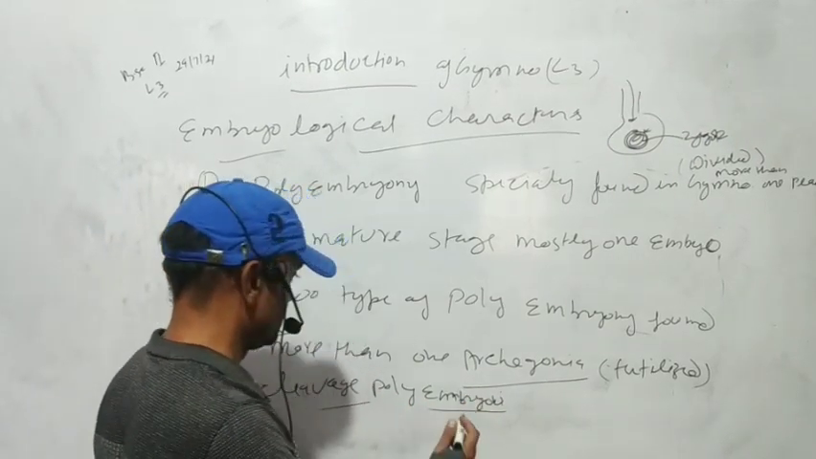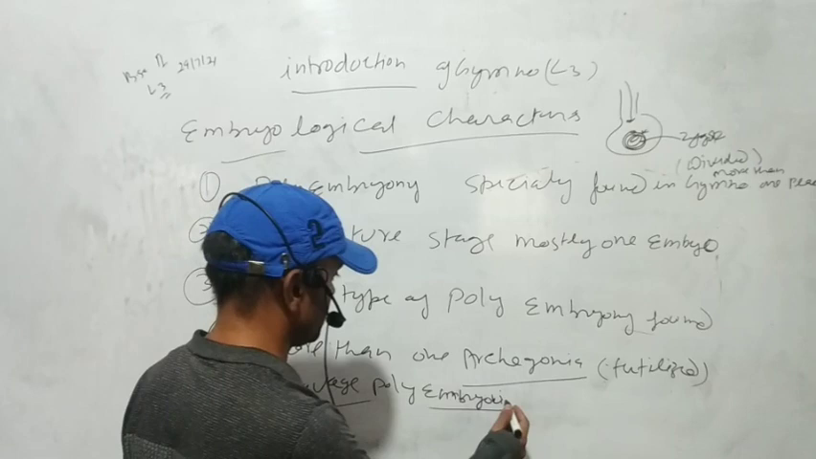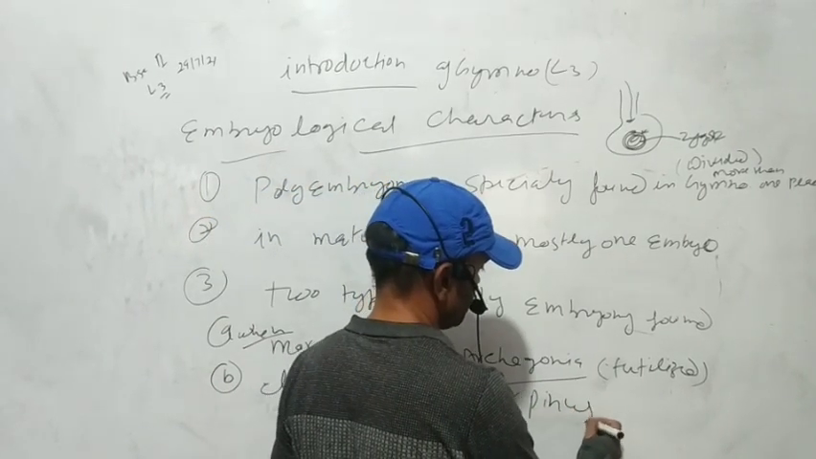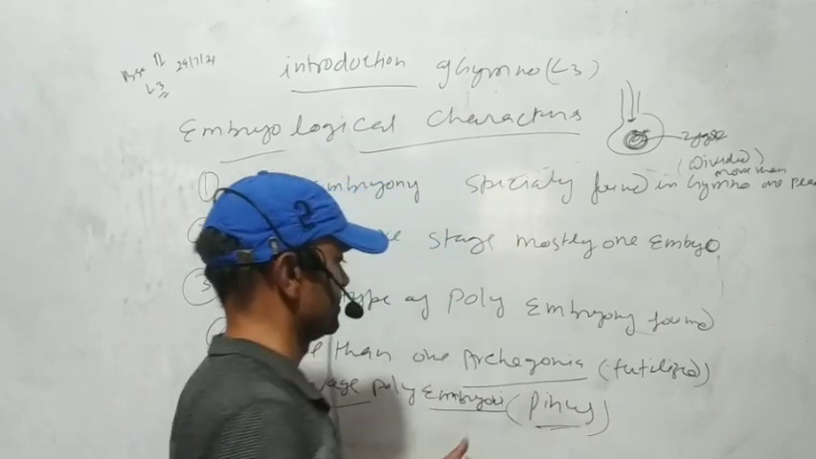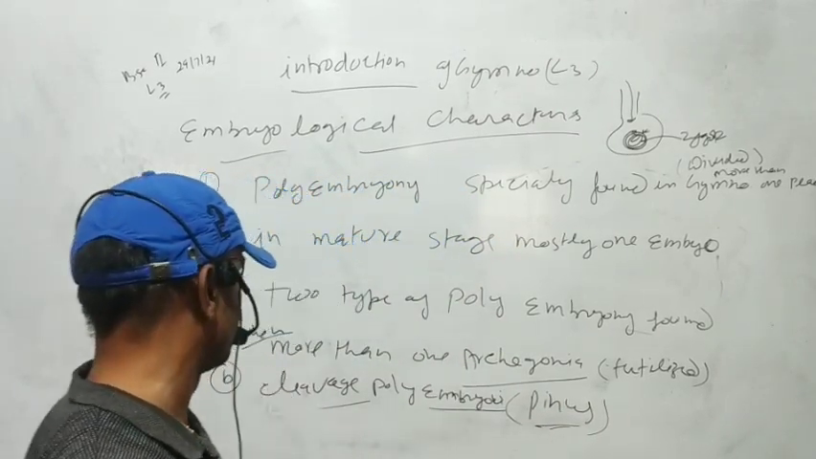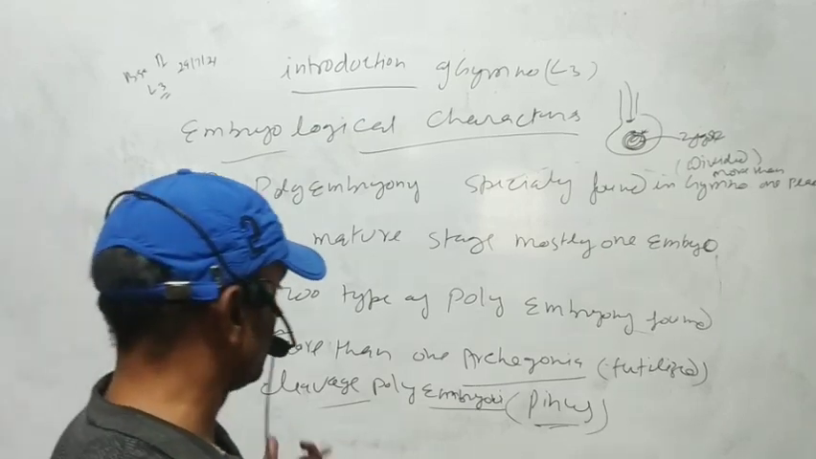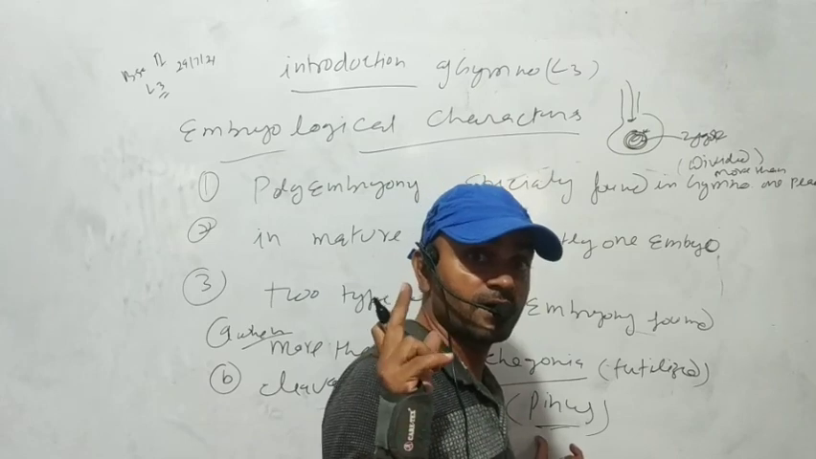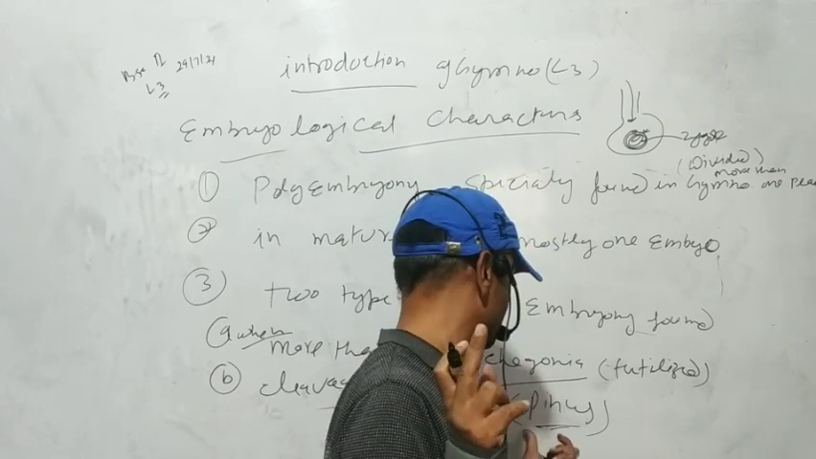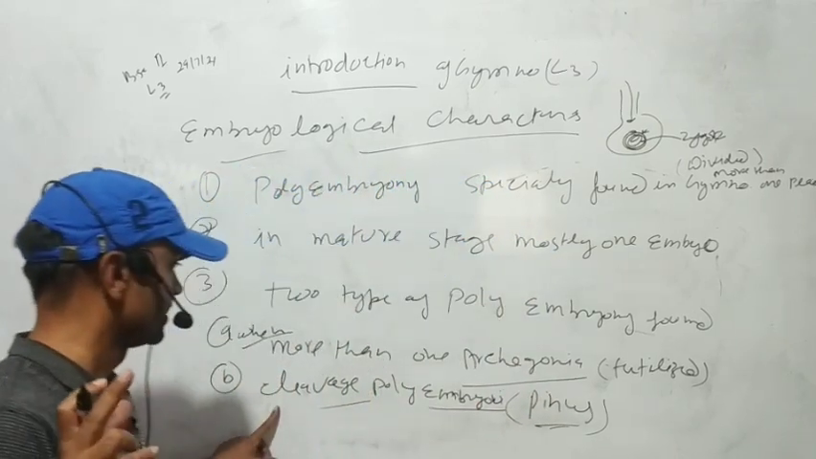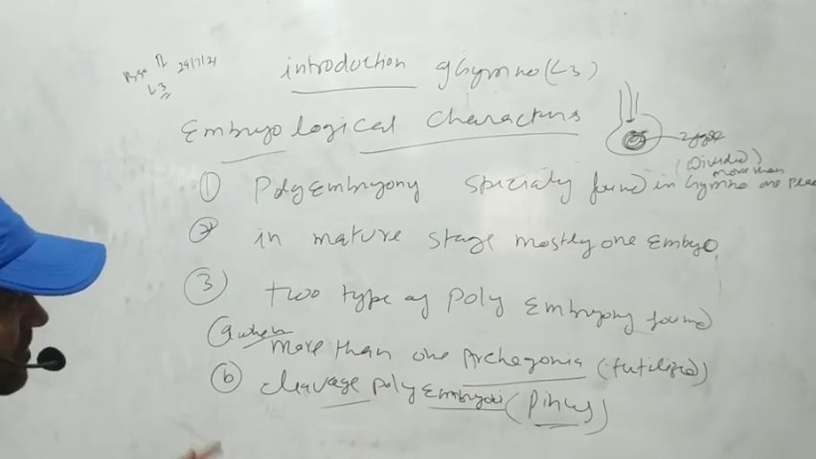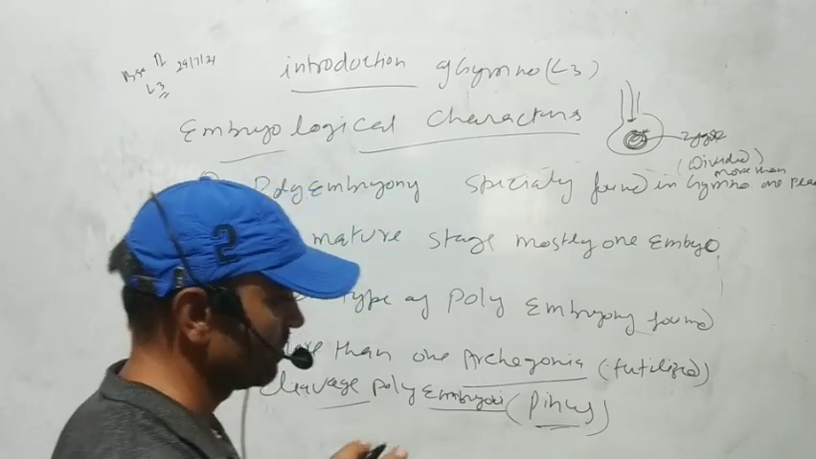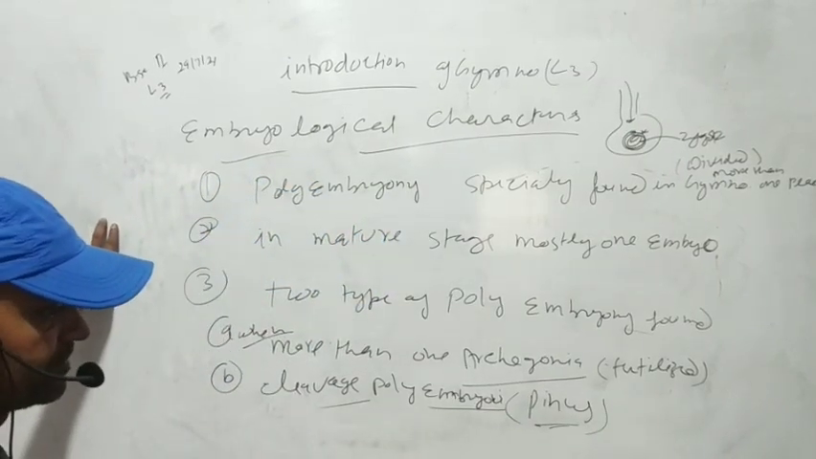This is a special point here: I want to give cleavage polyembryony. The plant name is Pinus. In Pinus, you will study it in the next chapter. This point came again, cleavage polyembryony. At that time I will ask you this question: in which plant is cleavage polyembryony found? Now you will give the answer. It is Pinus.